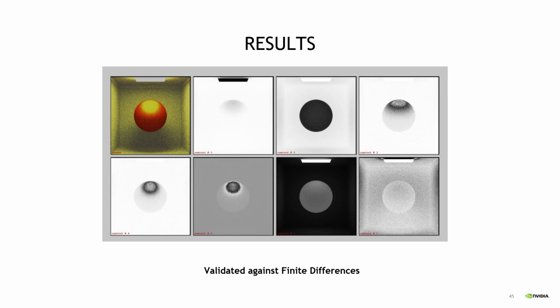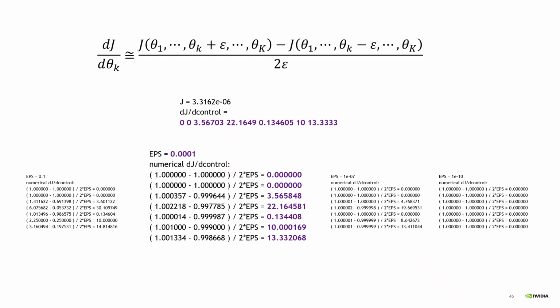Okay, so these are just pictures. How do we know that they're actually the right gradients? So we use finite differences. The way it works is we run the path tracer by perturbing one of the controls by an epsilon, by plus epsilon and minus epsilon, then we divide by 2 epsilon. And that's how we can estimate the gradient. And then we compare it to the gradient that we compute directly using the adjoint tracing. Our results are at the top there, where it says dJ divided by d control.